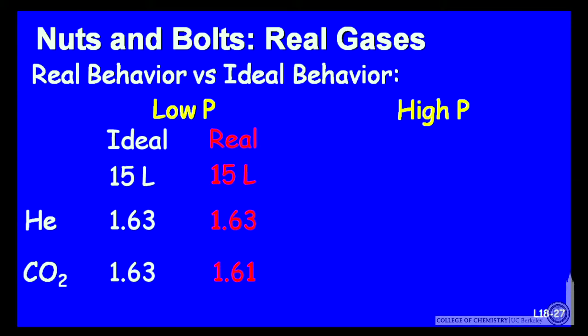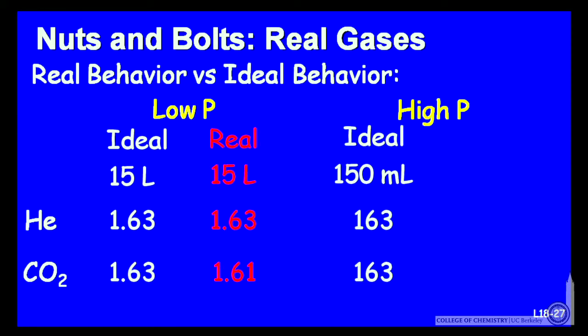What about the high pressure, that small volume, 150 milliliters? We have the ideal case, again, the same for both gases. And for the real case, we have a small deviation, a few tens of percent for helium, but the deviation for carbon dioxide was quite large.